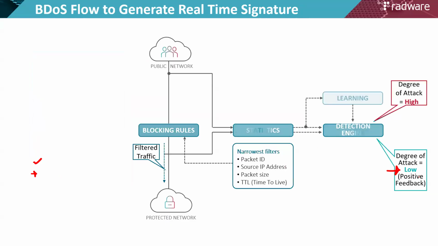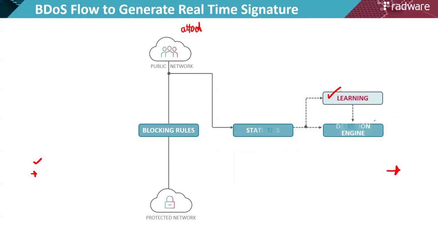After the attack has terminated, let's suppose the attacker has stopped the attack. The attack has been completely mitigated. In that case, the detection engine again checks whether the attack has completely stopped. If it sees that the attack has stopped, it will again start the learning phase, because now the attack has completely been mitigated and there is no attack coming from any of the public network. So we simply start the learning process again and this flow continues forever. So this is how the BDOS flow works and how it creates a real-time signature.